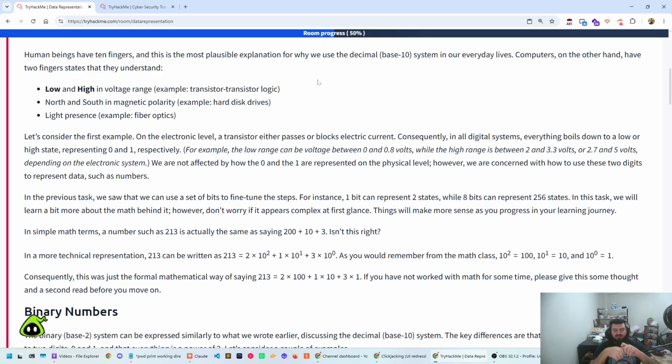Yeah, so we don't care about electricity. That's the job of the transistor. But we do care about what we can do whenever we want to represent data using 1 and 0.